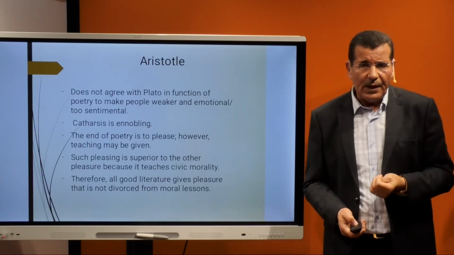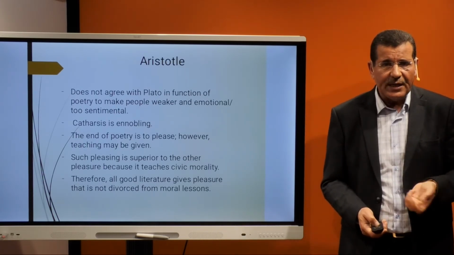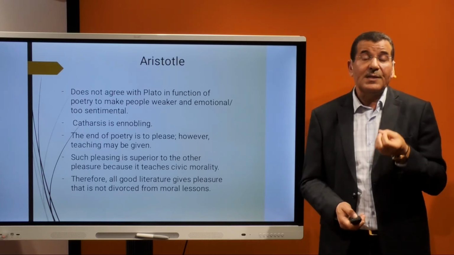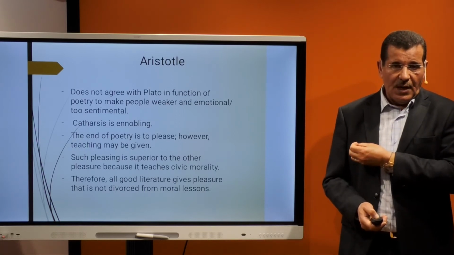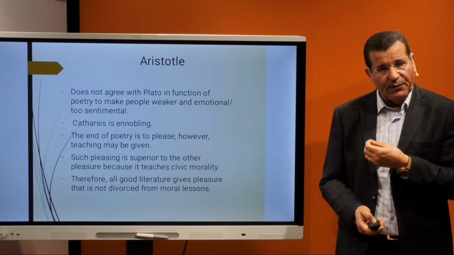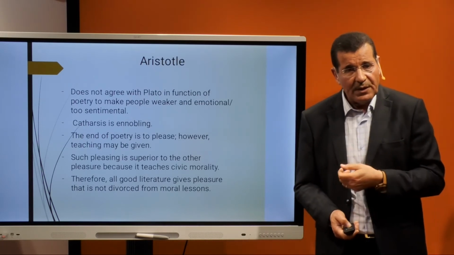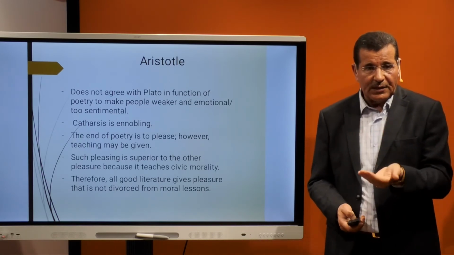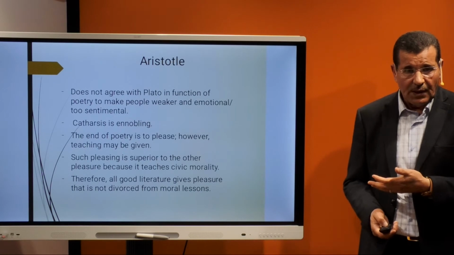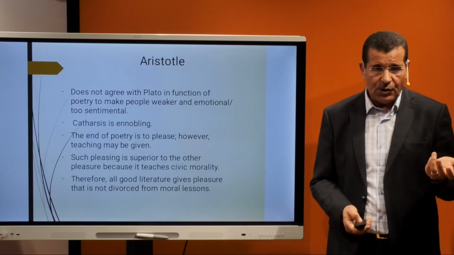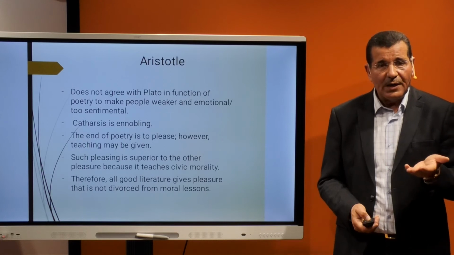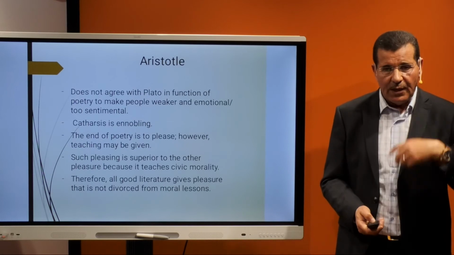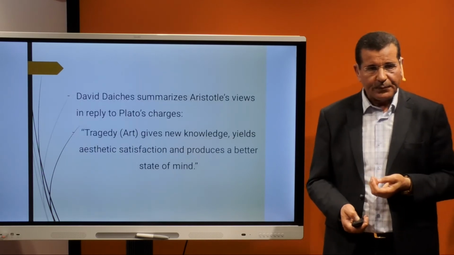Aristotle doesn't agree with Plato that the function of poetry is to make people weaker and emotional or too sentimental. According to Aristotle, catharsis is ennobling, very positive. And the end of poetry, according to him, is to please. However, if it pleases, it teaches. And such pleasing is superior to other pleasure because it teaches civic morality. Therefore, for Aristotle, all good literature gives pleasure that is not divorced from moral lessons. So it's not directly moral teaching, but we learn, we know, through pleasure.